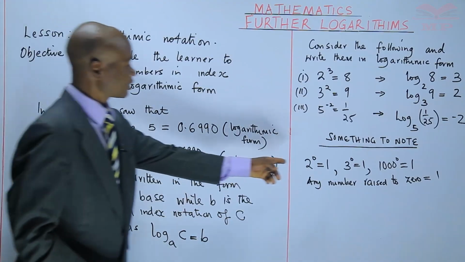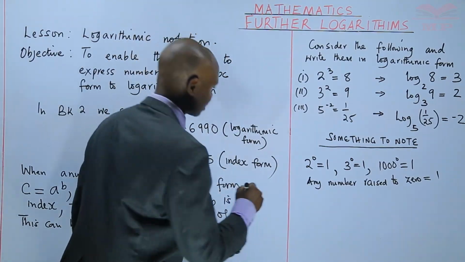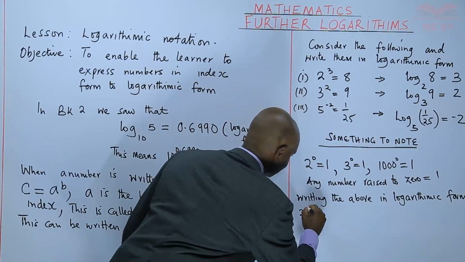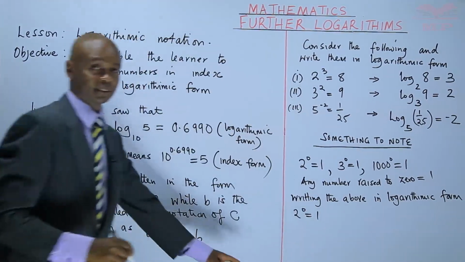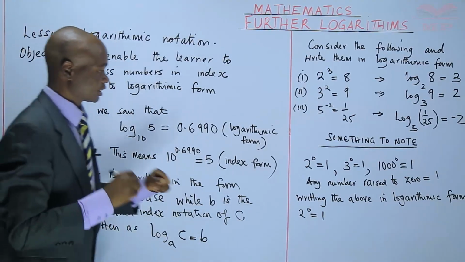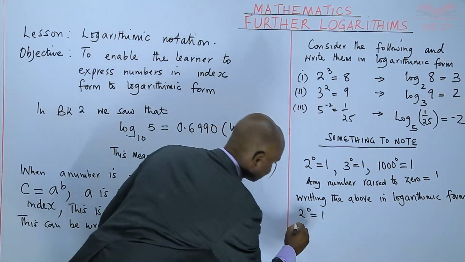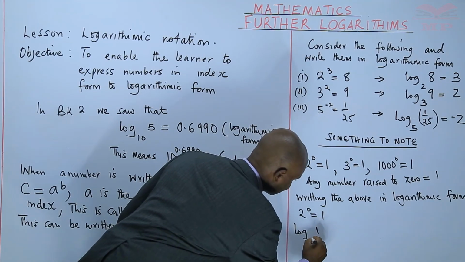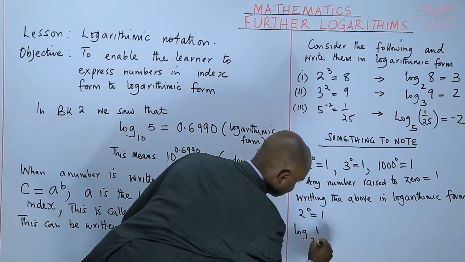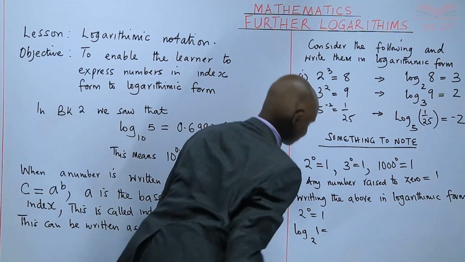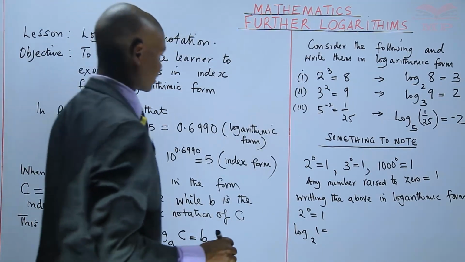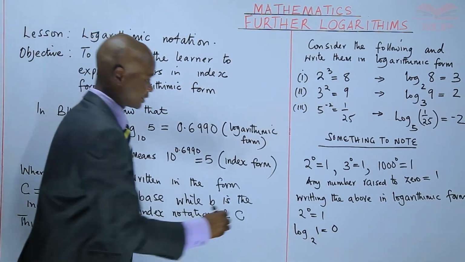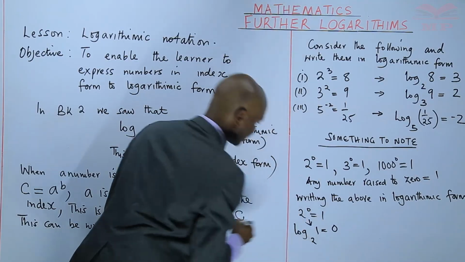Writing 2 raised to 0 is 1 in logarithmic notation, this is the base. It will be log of 1 to the base 2 is equal to what? 0. There is something you'll note. That is the logarithmic notation.